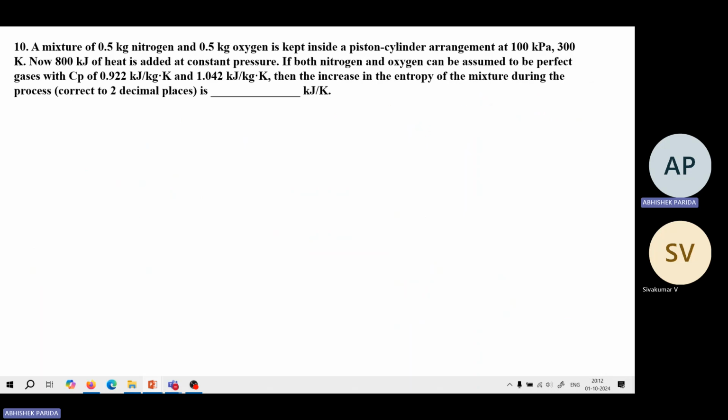Let's go to question number 10. A mixture of 0.5 kg of nitrogen and 0.5 kg of oxygen is kept inside a piston cylinder arrangement at 100 kilopascal and 300 Kelvin. Now 800 kilojoule of heat is added at constant pressure. If both nitrogen and oxygen can be assumed to be perfect gases with Cp values given here as 0.922 and 1.042 kilojoule per kg Kelvin, then the increase in the entropy of the mixture, you have to find out. I'm giving you, let's say, 5 minutes to solve this question.